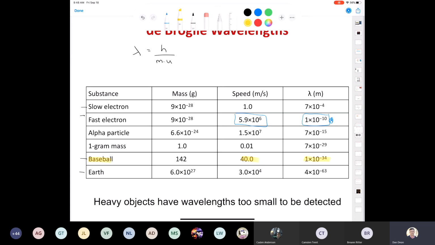Now, this is something that I never thought about until I taught this class many years ago. A student said, well, what's the big deal about that wavelength? I'm telling you that wavelength is so small that you can't detect it. 10 to the negative 34, too small to be detected. 10 to the negative 10, yes, that can be detected, but 10 to the negative 34, too small. That is why when you throw a baseball or look at a baseball, you don't see a wave. You just see the particle. Now you've got an example here that's just beyond insane. The planet Earth: here's the mass in grams, here's the speed, and you have a wavelength that is so crazy small that there's no hope of ever detecting it.